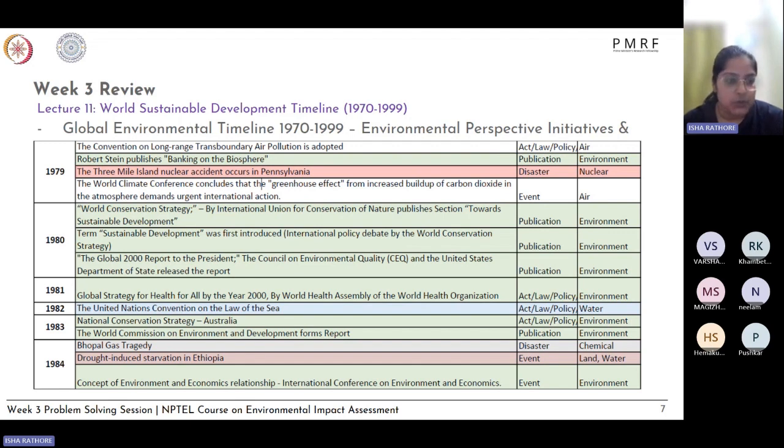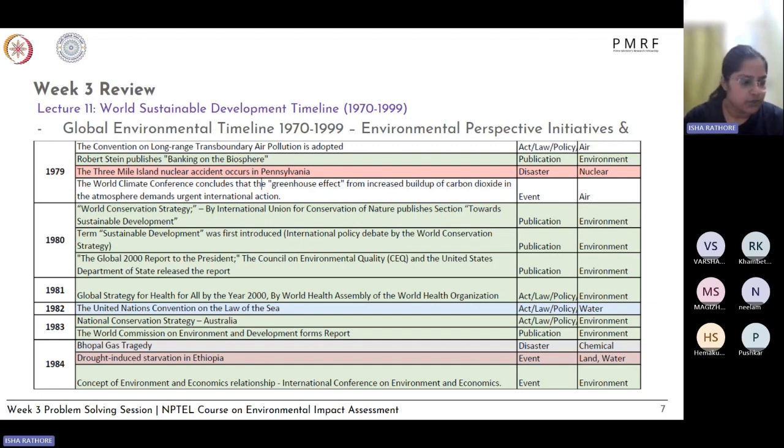Then we had 1984, the drought-induced starvation in Ethiopia. We also had the concept of environment and economics relationship, which came out of this International Conference of Environment and Economics. So this link between how environment and economics are connected.